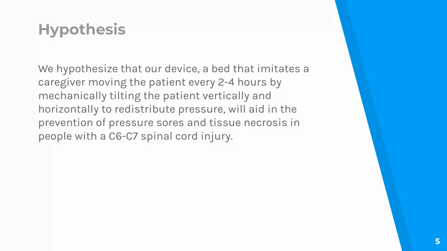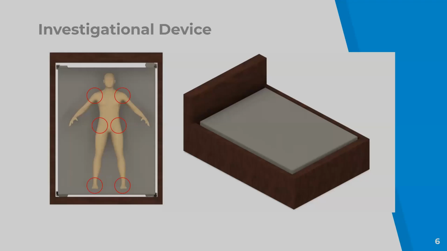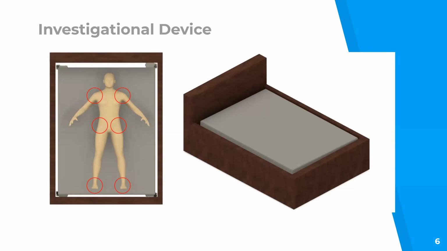So from these user needs, we created our hypothesis, which states that we hypothesize that our device, a bed that imitates a caregiver moving the patient every 2 to 4 hours by mechanically tilting the patient vertically and horizontally to redistribute pressure, will aid in the prevention of pressure sores and tissue necrosis in people with a C6 to C7 spinal cord injury. So from this hypothesis, we created our investigational device, as you can see here.